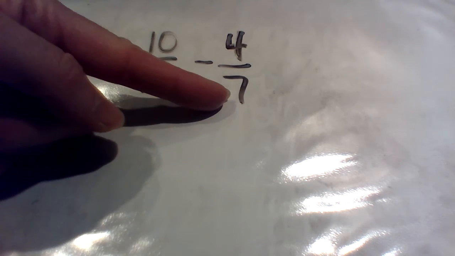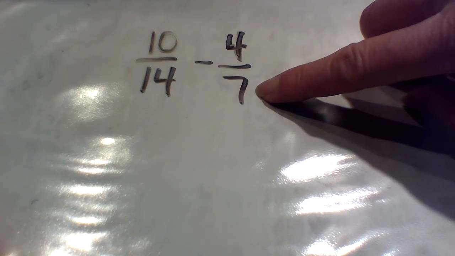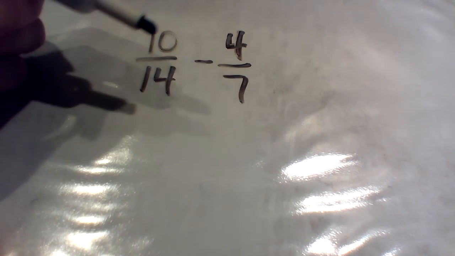So this is like 1 minus, half of 7 is 3.5, so this is closer to half. So 1 minus half, I should get somewhere around 1/2 as my answer. Now I'm using my 7s and my 14s, so it's not necessarily going to say 1/2. But what I need is that my numerator is half of whatever my denominator is. If I take my denominator divided by 2, I'll get my numerator. So I know it's going to be pretty close to 1/2. On this one, I need a common denominator.